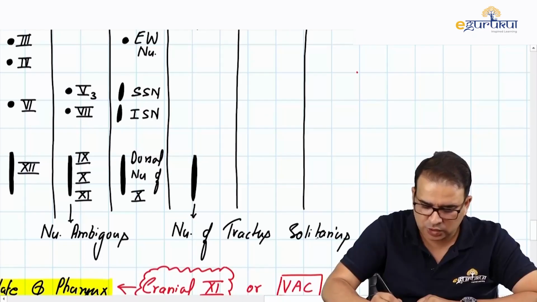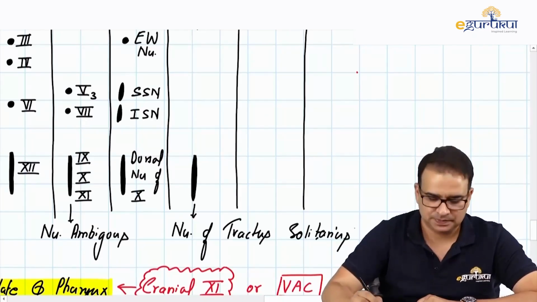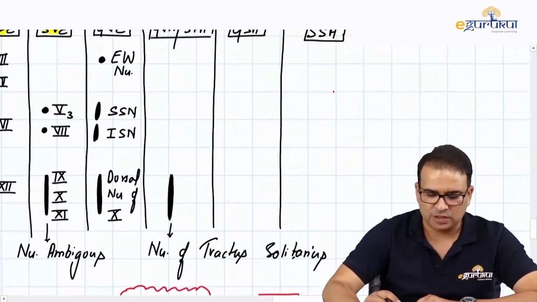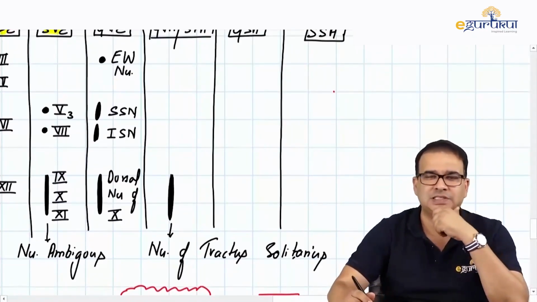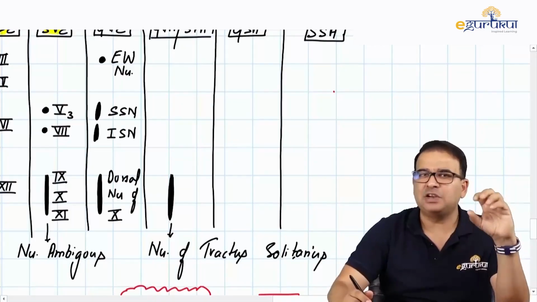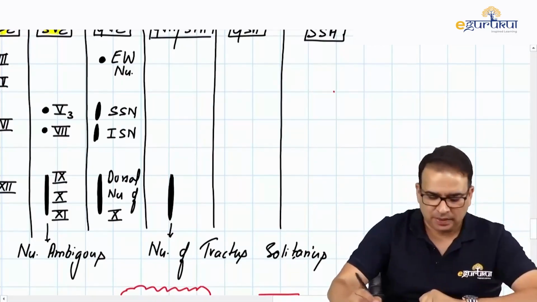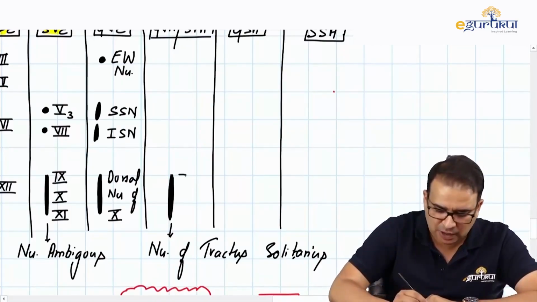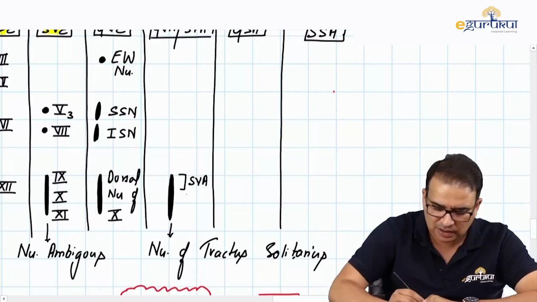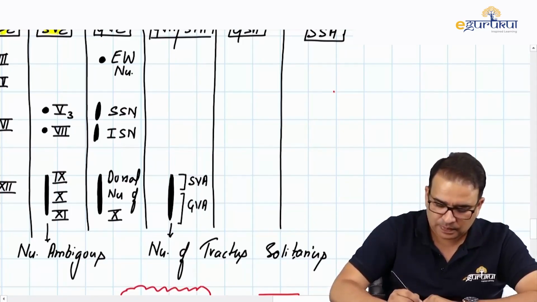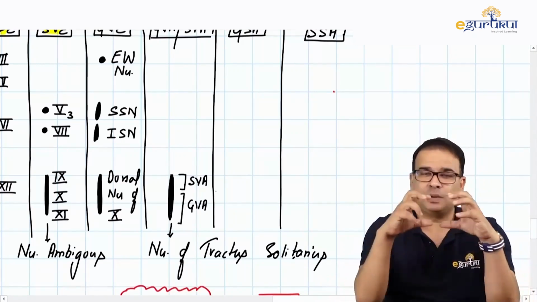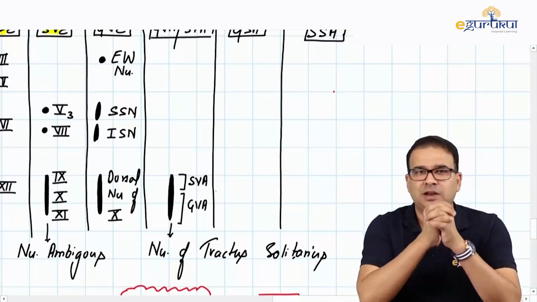This is called the nucleus of tractus solitarius, the solitary nucleus, the only nucleus in the column. That's why such a name is given to it. But because it has two functions, GVA and SVA, the point to be noted here is that the cranial part of this nucleus is SVA. Taste will go to the cranial part and the general sensation will go to the larger caudal part.